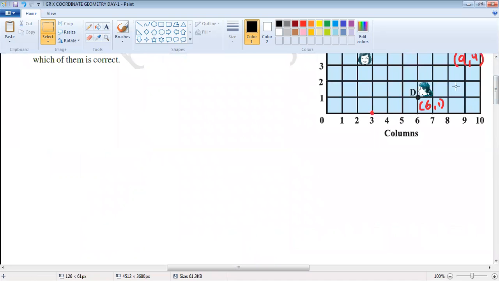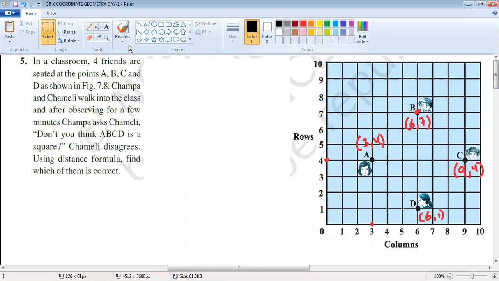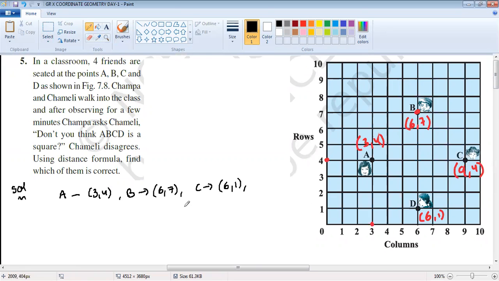Okay. Now we have marked all the points. Let us write all the points we have got. Solution. Point A we have marked as 3, comma 4. B point we have got as 6, comma 7. Point C we got as 6, comma 1. And point D we got as 9, comma 4.